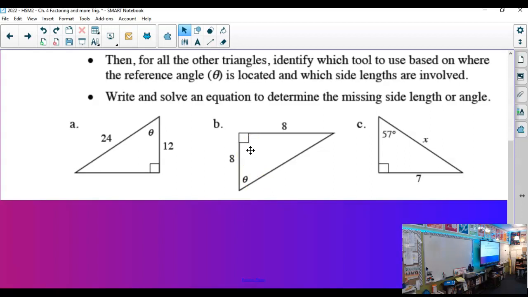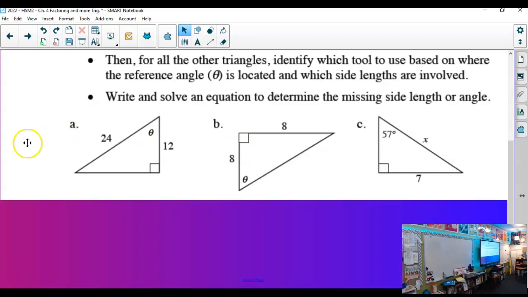He's not gonna watch the video probably, but either way, what would B be? 45. We know that just by inspection because it's isosceles. And C, 8.35. Yep. All right, sweet.